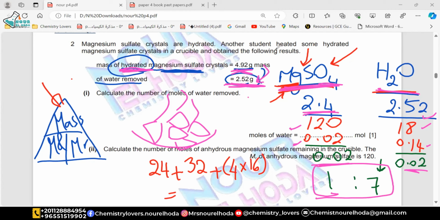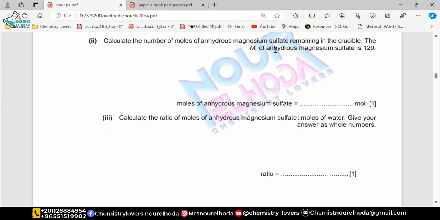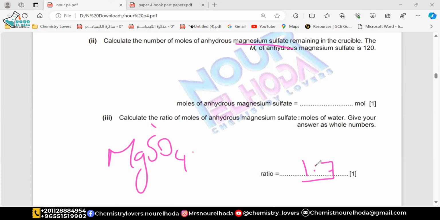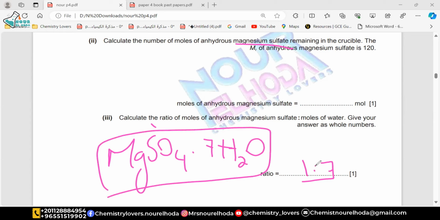Okay? Perfect. Let's do another idea. Here he's saying the ratio is what? The ratio is 1 to 7. But after the ratio 1 to 7, sometimes he asks you what's the formula. If he asks you what's the formula, I need to write magnesium sulfate and then dot 7 water. Again, if he asks you to write the formula, you need to write it like this: magnesium sulfate dot 7 water. You need to write this.